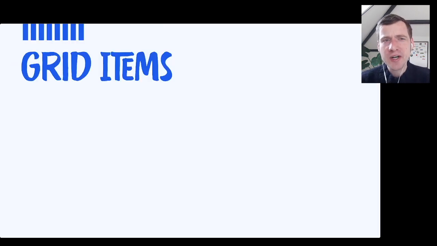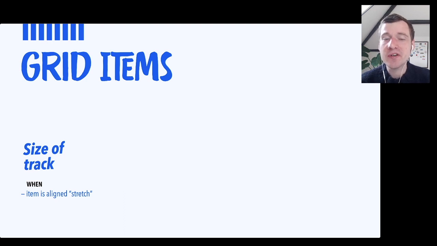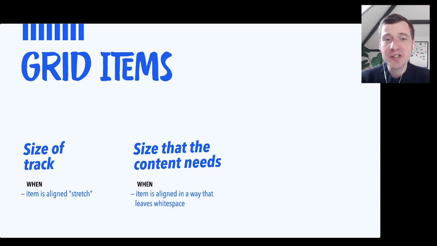So how big do grid items get? Well, they can become the size of the track, which is a default. That happens when an item is aligned stretch, or when the overall grid uses an alignment stretch for these items. The item can also be as big as it needs to be for the content, and that is what happens when the item is aligned in a way that leaves white space. So when it's at the start or at the end, and there's some space available, then it's going to be as big as the content needs it to be, or when you use an auto margin, that also gives some white space back to the cell.